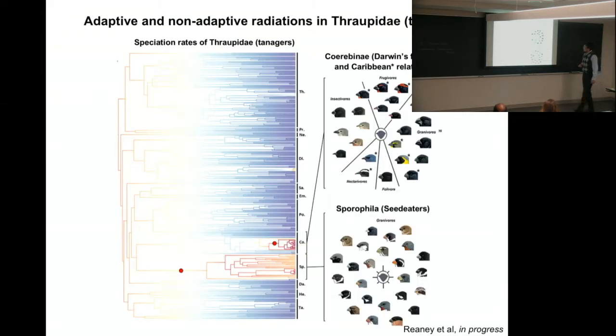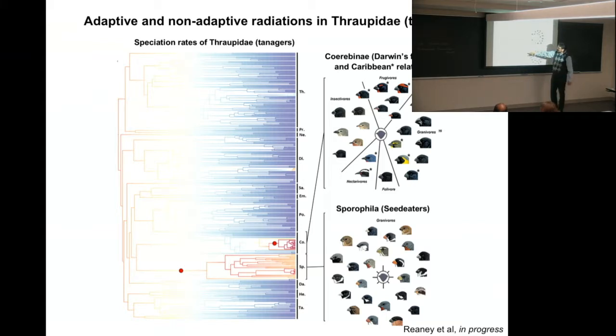If you just look at the tanagers, again a very large family, you will see this is looking at speciation rates. The warmer color suggests very high speciation rates. You can see that there was a lot of speciation early on, and it tails off for most of the species. There is a very steady speciation rate, except in two groups.